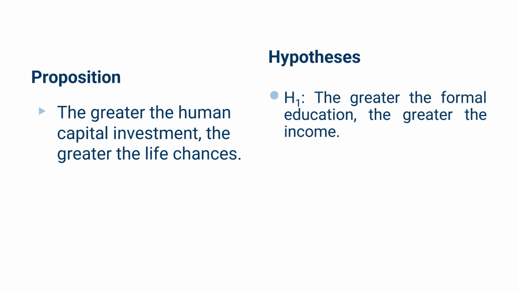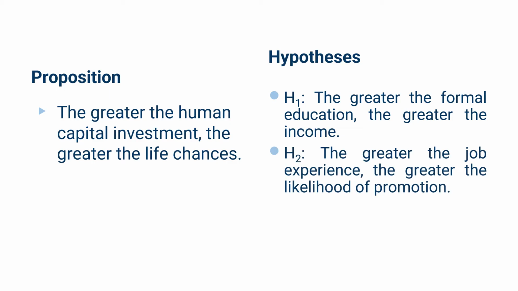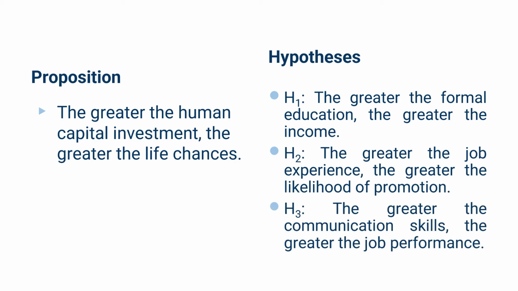What are examples of these hypotheses? Hypothesis 1: the greater the formal education, the greater the income. Hypothesis 2: the greater the job experience, the greater the likelihood of promotion. Hypothesis 3: the greater the communication skills, the greater the job performance. Have you noticed how we transitioned from the very abstract theory? We called out two abstract concepts from the theory. From those concepts, we tailored it to our study and came up with a proposition. And from this proposition, you could come up with different hypotheses.